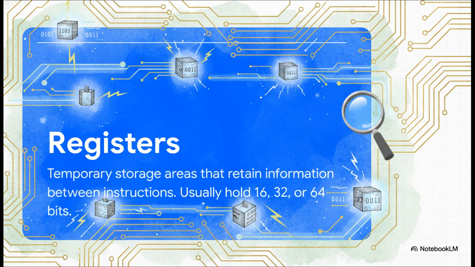So where does the ALU do its work? It uses these things called registers. Now these are tiny, incredibly fast storage spots located right on the CPU chip itself. The best way to think of it is as the CPU's personal little scratch pad, where it holds the numbers it's working with right this second.